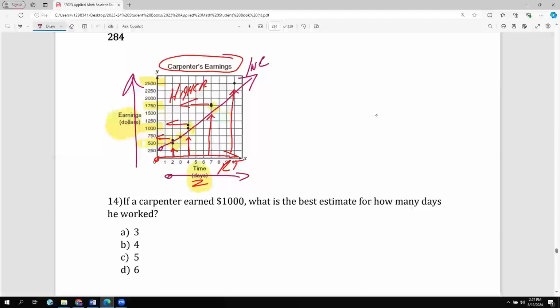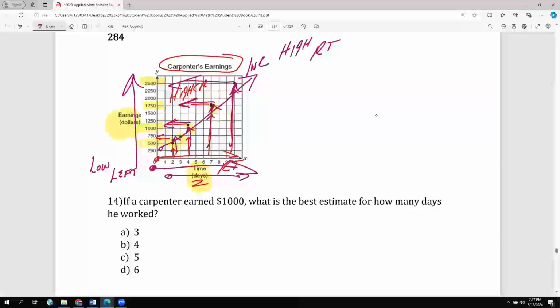So this is called a positive relationship because my data points are moving from the low left to the high right, which means as I'm looking from 0 and I look towards the right direction, my data points are actually moving higher on the graph. And higher, again, remember, means the earnings. They're moving higher and higher. This is called a positive relationship.